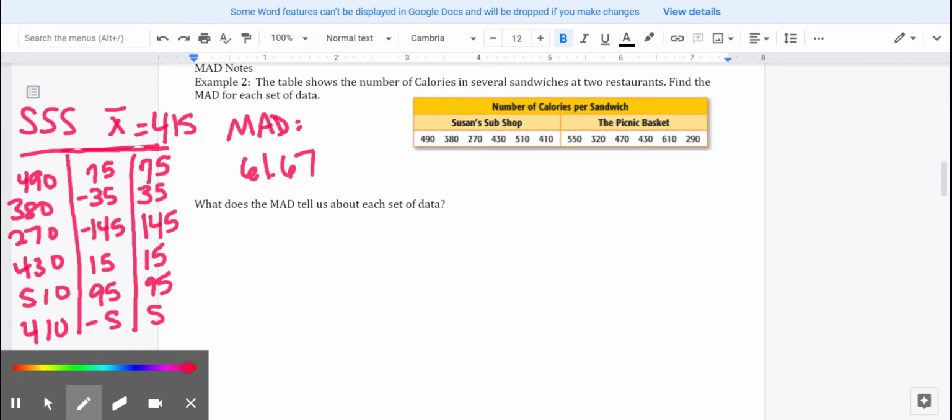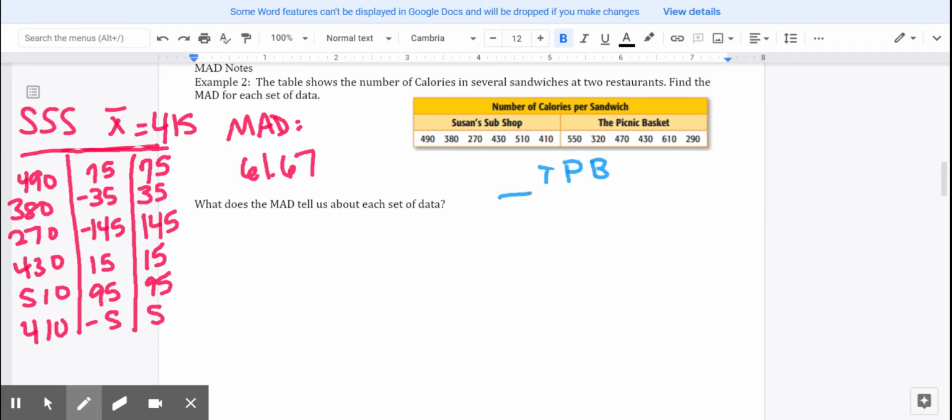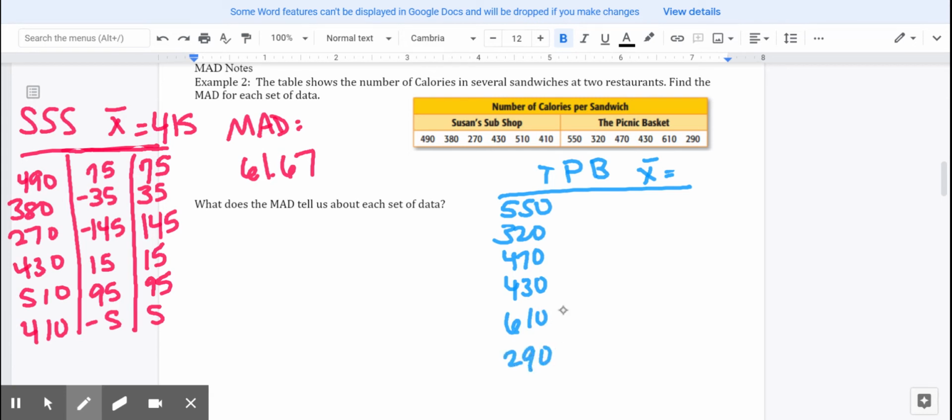Now we want to do the exact same things, but we want to do it with the picnic basket. So I'm going to take my values from the picnic basket: 550, 320, 470, 430, 610, 290. I'm going to put all these things in the calculator and find the mean. So pause the video, use your calculator, find the mean. You should have found that the mean is 445.